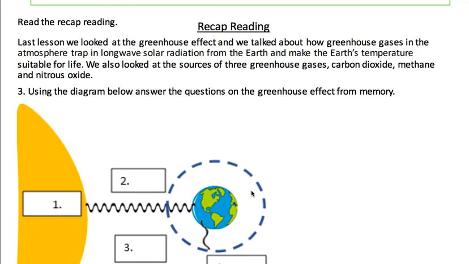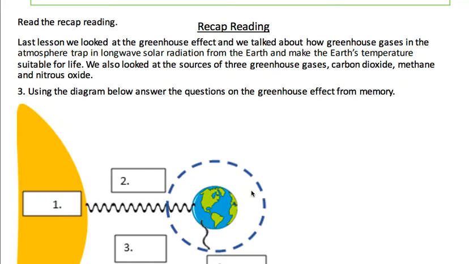I'll read the reading with you and then we'll move on to 3. Last lesson, we looked at the greenhouse effect and we talked about how greenhouse gases in the atmosphere trap in long-wave solar radiation from the Earth and make the Earth's temperature suitable for life. We looked at the sources of the 3 greenhouse gases: carbon dioxide, methane and nitrous oxide.